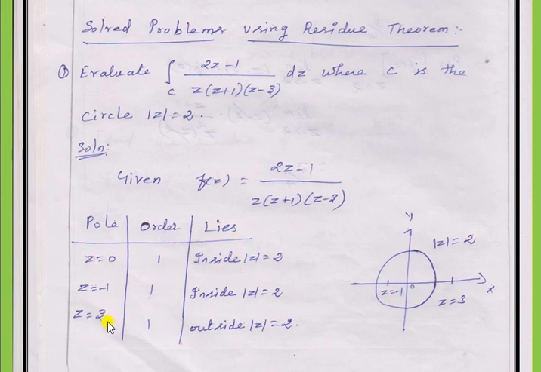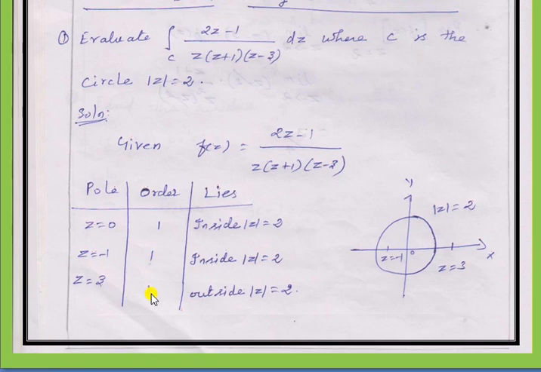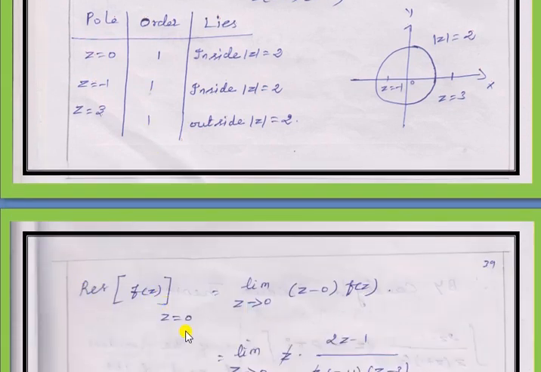Next, we check whether these poles lie inside the given circle or outside. z equal to 0 lies inside the circle, since the origin is obviously inside. z equal to minus 1 also lies inside, since the radius of the circle is 2. z equal to 3 obviously lies outside, because the region extends only up to 2. So the residue at the third pole is automatically 0. If any pole lies outside, you can directly say the residue at that pole is 0. Therefore, we need to find the residues at z equal to 0 and z equal to minus 1 alone.